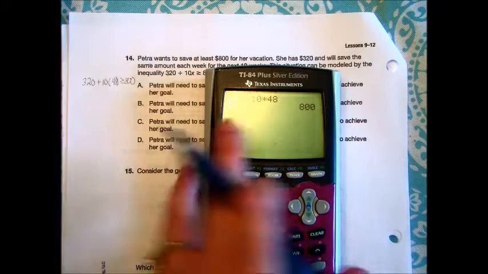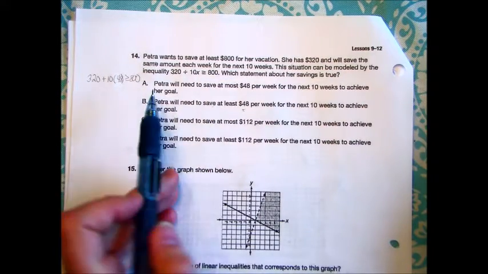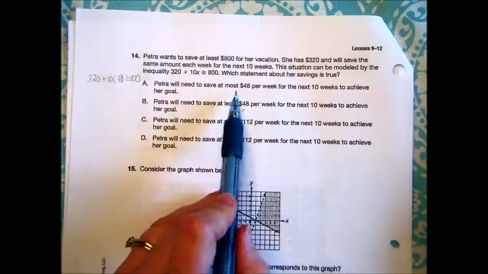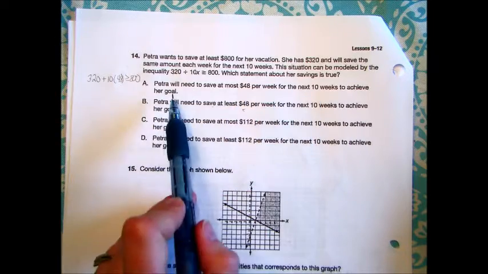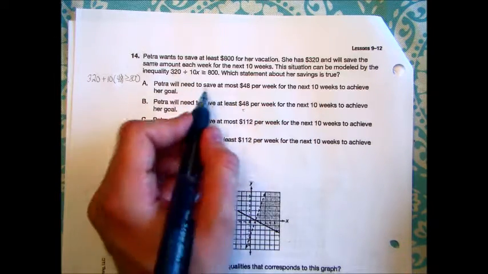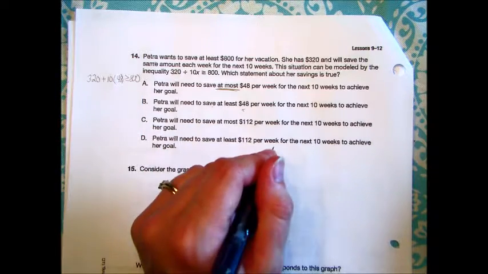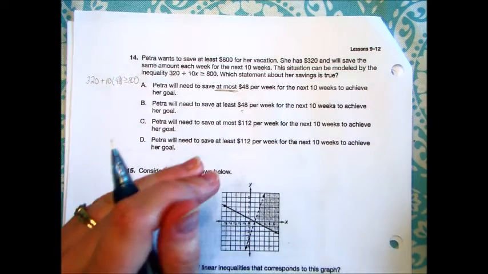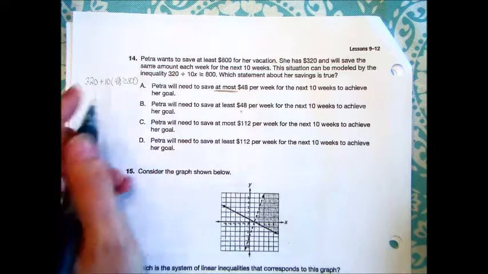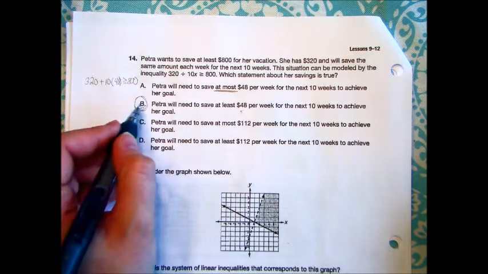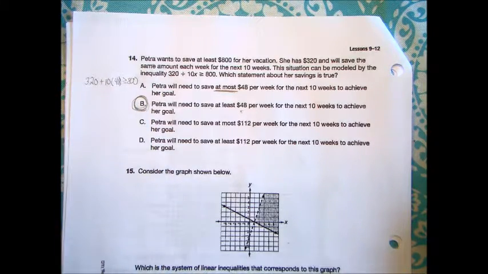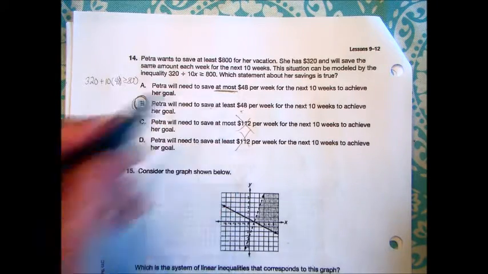Yay, that does equal 800. So is she going to need to save $48 per day to achieve her goal? At most $48? No, she needs to save at least $48 to achieve her goal because she wants $48 or more. And if you plugged in 112, you would just get way wacko answers.